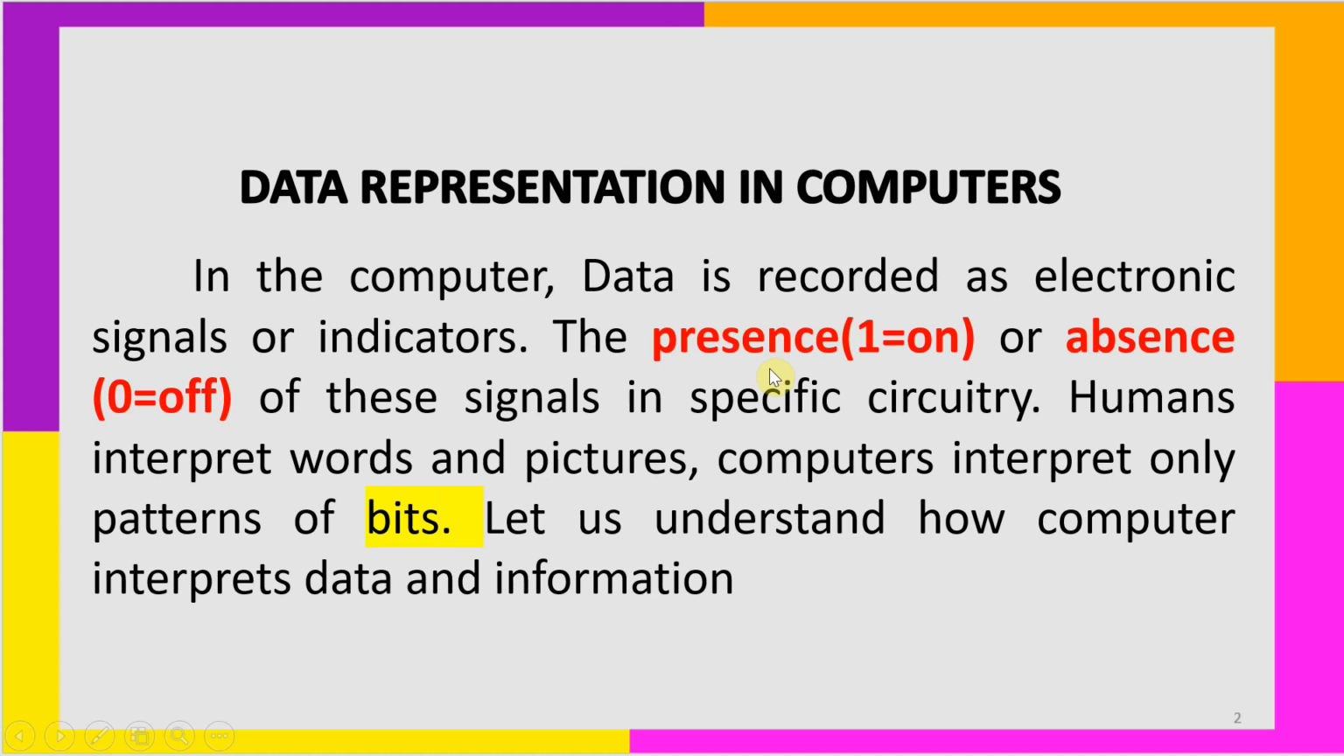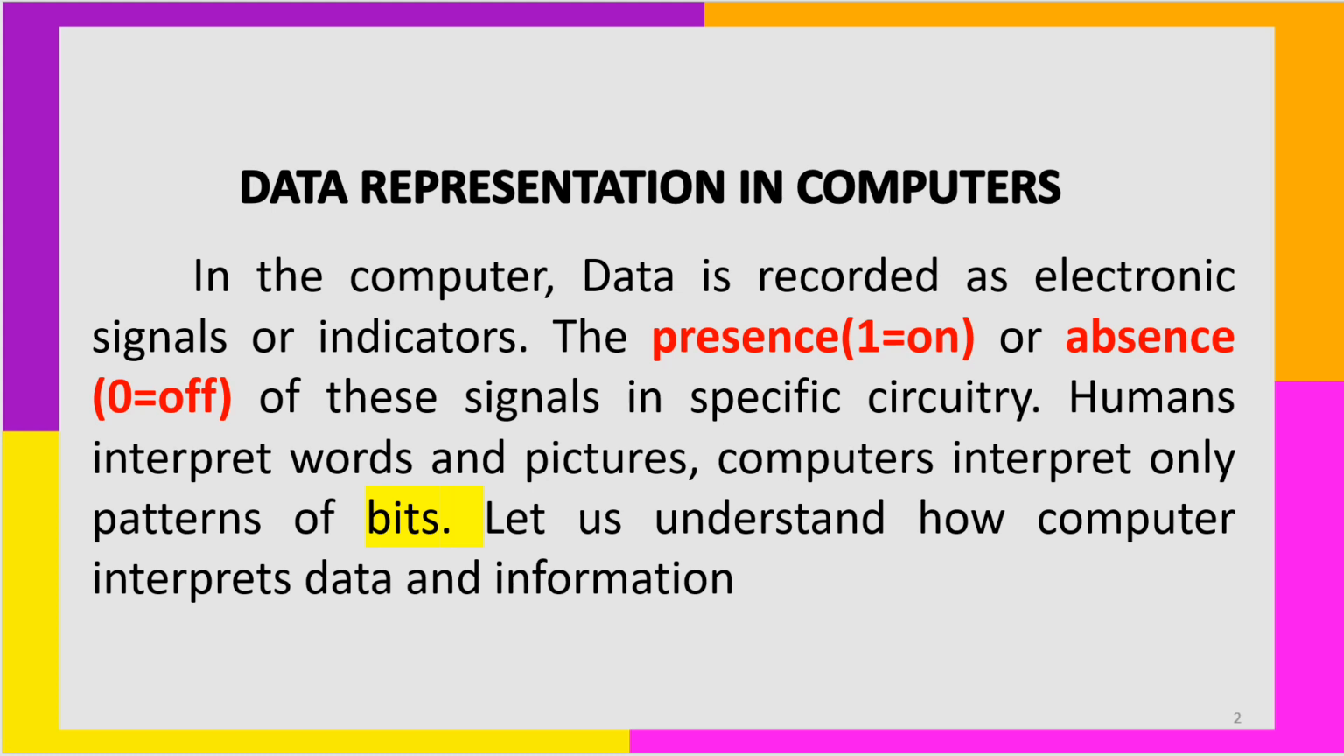In the computer, data is recorded as electronic signals or indicators. Data are actually raw facts. For instance, the name of a person, numbers, letters of the alphabet, pictures, video, audio. Those are actually examples of data.